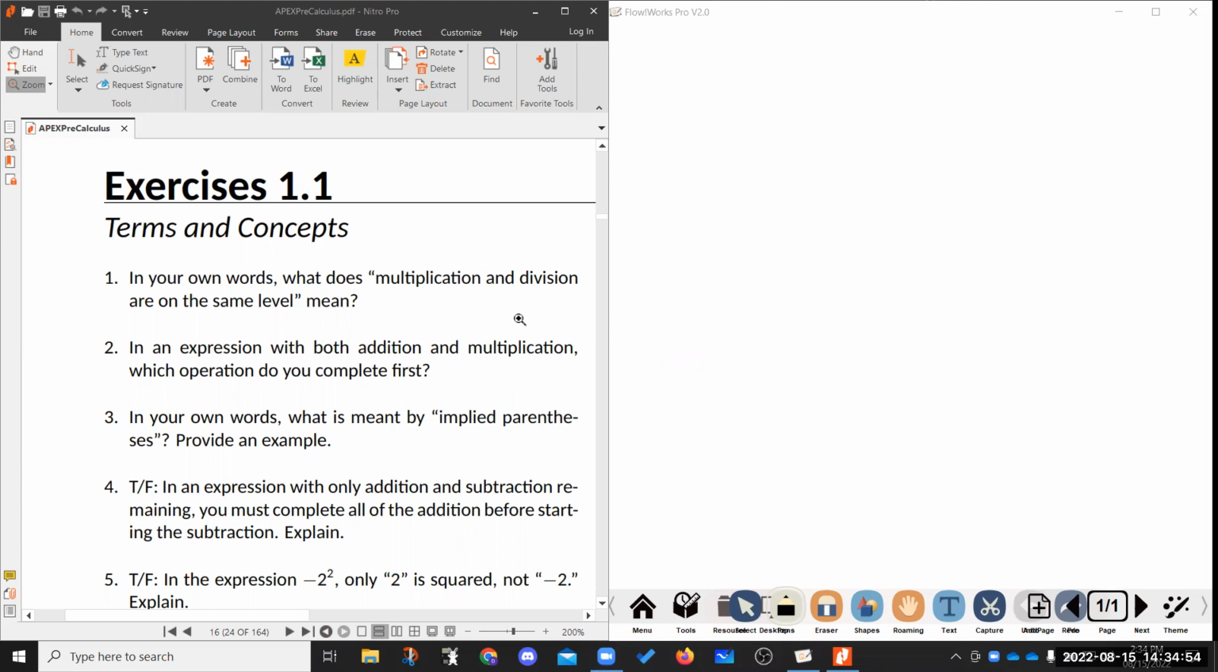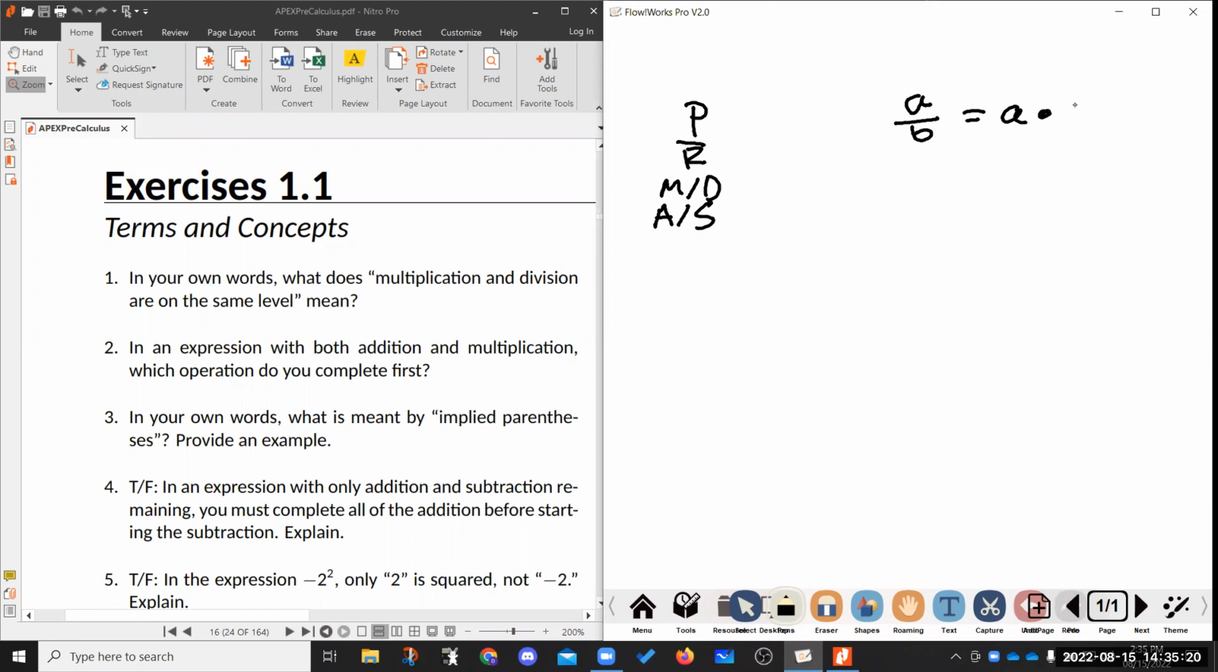In your own words, what does it mean that multiplication and division are on the same level? Just a conceptual question here. We're talking about order of operations. Multiplication and division are on the same level because division is a special kind of multiplication, where A divided by B means A times the reciprocal of B, or A times 1 over B. Then we do them at the same time, left to right.